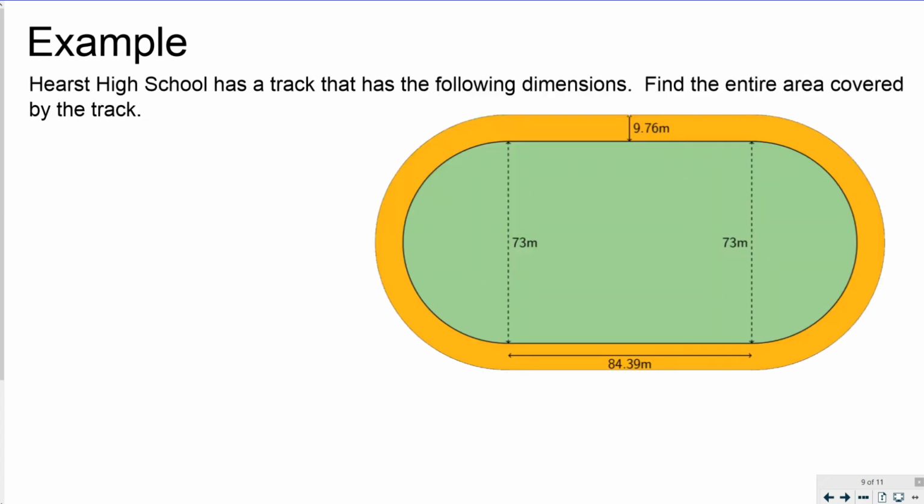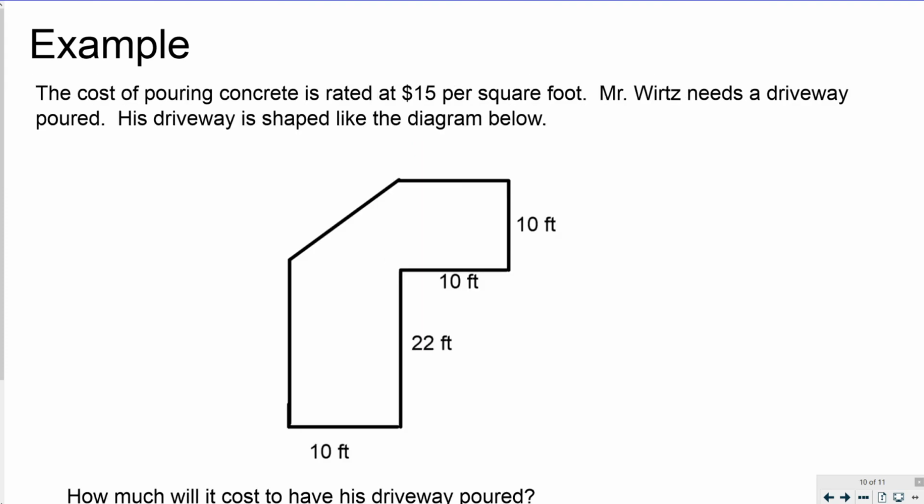I realize this video is getting long, guys, so I'm going to skip this next one and just move on to the last one here. Remember that you could use the idea of compound figures here in order to split these up. So I've got a 22-foot driveway, a 10-foot driveway, and a 10-foot driveway. So this needs to be 10 here, and this needs to be 10 feet here.